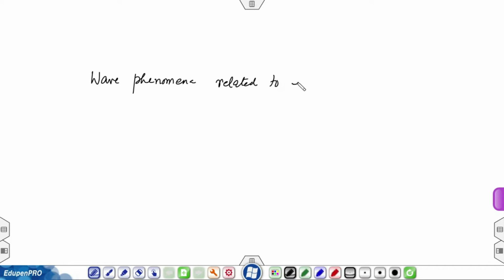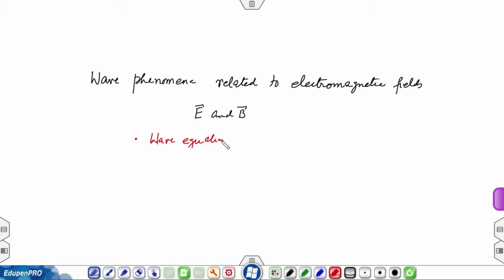related to electromagnetic fields E and B. So, we will motivate the wave equation for E and B, comment on that, and then start discussing wave equation in general, and then we will come back to E and B, electromagnetic waves, later.